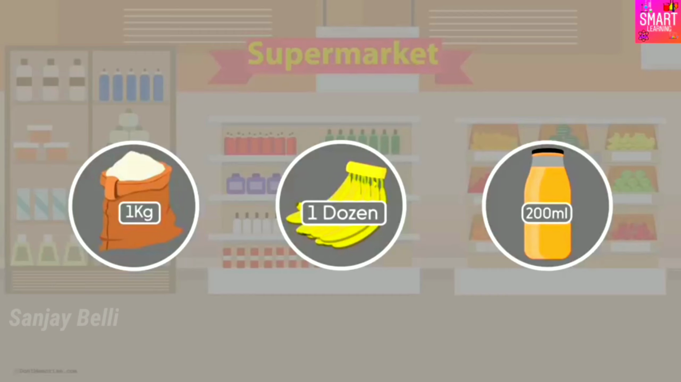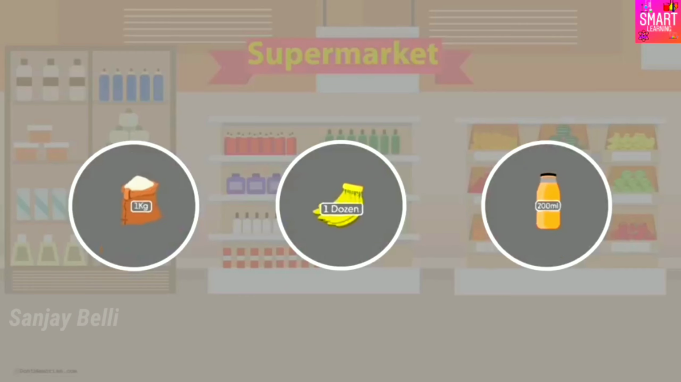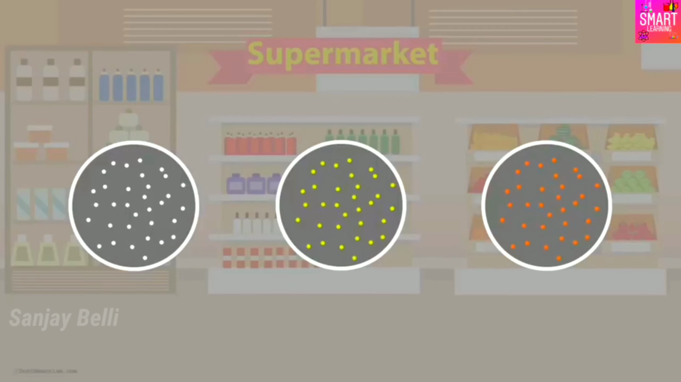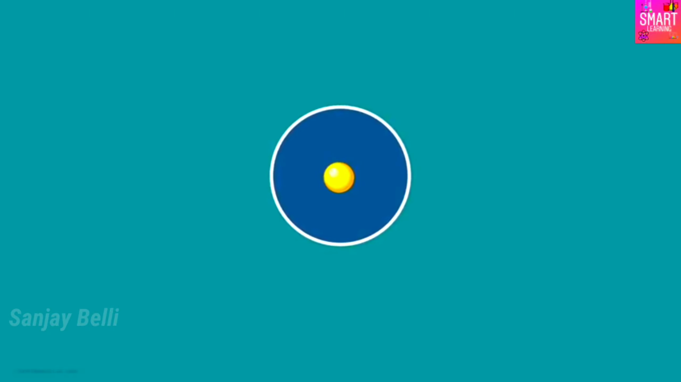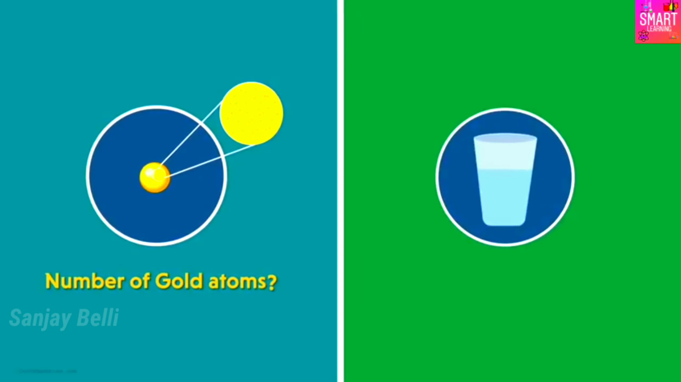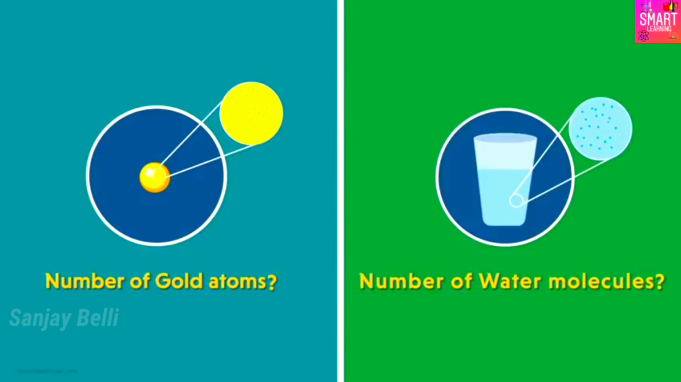But what if I want to measure something in terms of the number of tiny particles present in it? Let me explain this in detail. Looking at this pure gold, how many gold atoms are present in it? Or wait, looking at the glass of water, can you tell me how many water molecules are present in it? You will probably say that it is practically impossible to calculate the number of atoms or molecules in these examples.